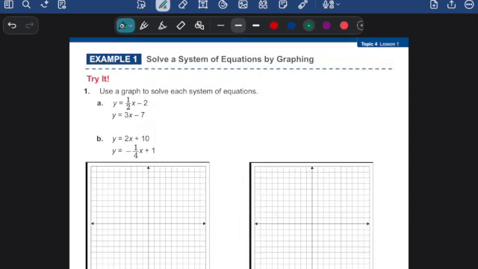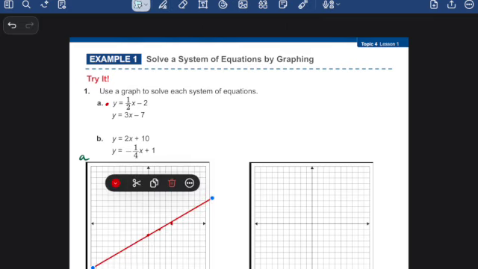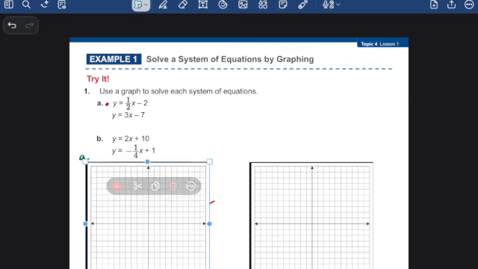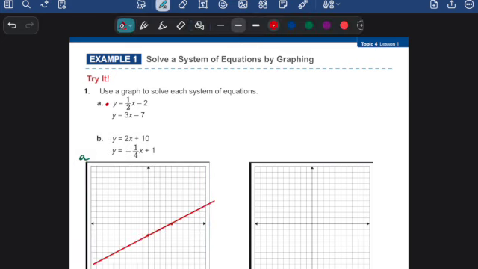Try it number 1. Let's graph these two systems and then find the solution. So I'm going to do part A over here. Our first equation, I'll do in red. Okay. Our y-intercept is at negative 2. So here's our y-intercept. And our slope is 1 over 2. So up 1 over 2, up 1 over 2, up 1 over 2. Okay, and I'm going to just connect that through. Okay, so here's the equation, or the line, the graph for the first equation.